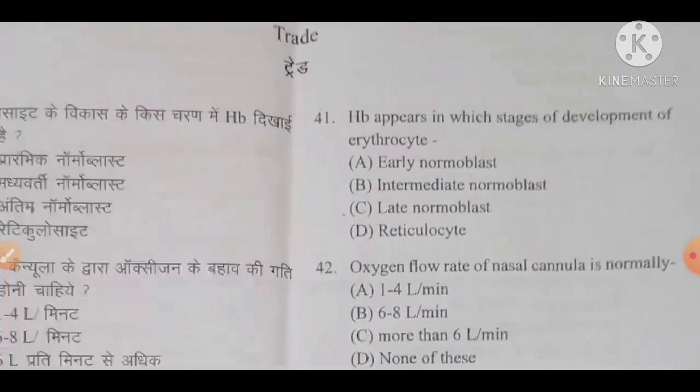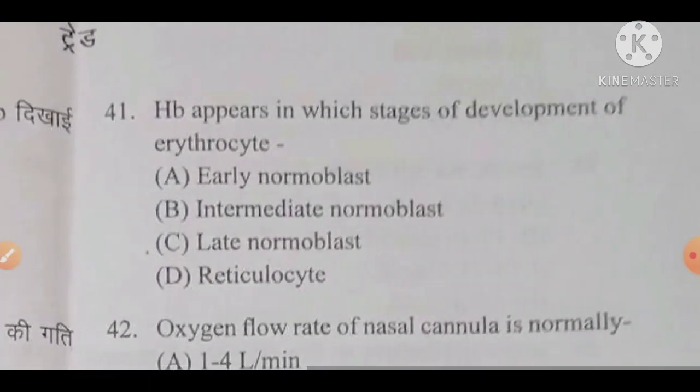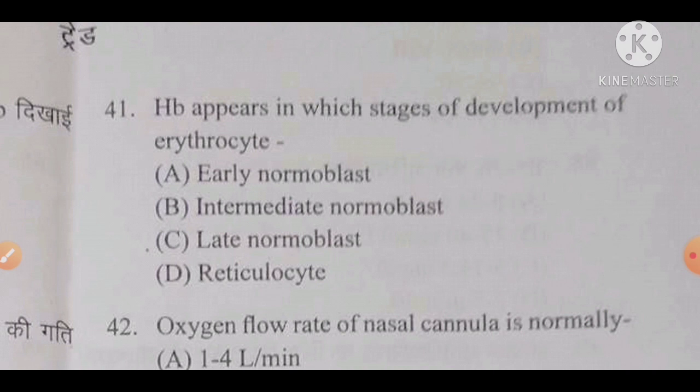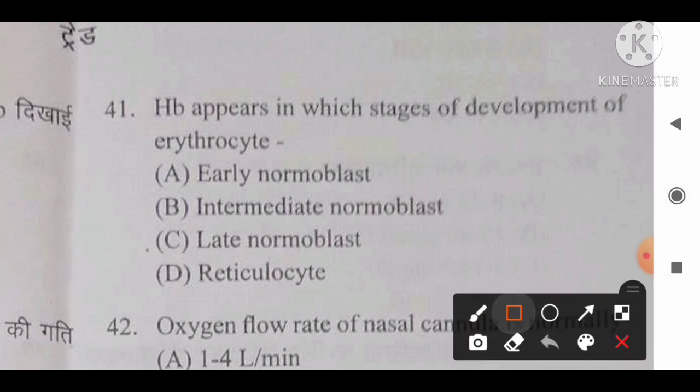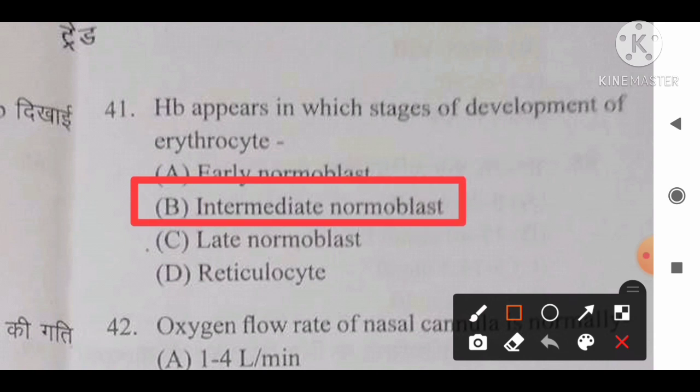Question number 41. HB appears in which stage of development of erythrocyte? The options are: A, early normoblast; B, intermediate normoblast; C, late normoblast; D, reticulocytes. The fact available regarding this question is that HB is synthesized inside developing red blood cells during the intermediate normoblast stage. So as per the information, option B, intermediate normoblast, will be the correct answer for this question.